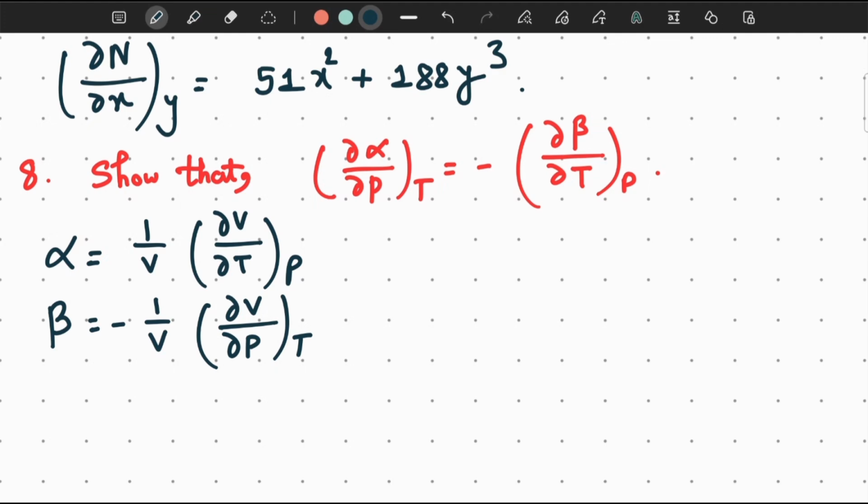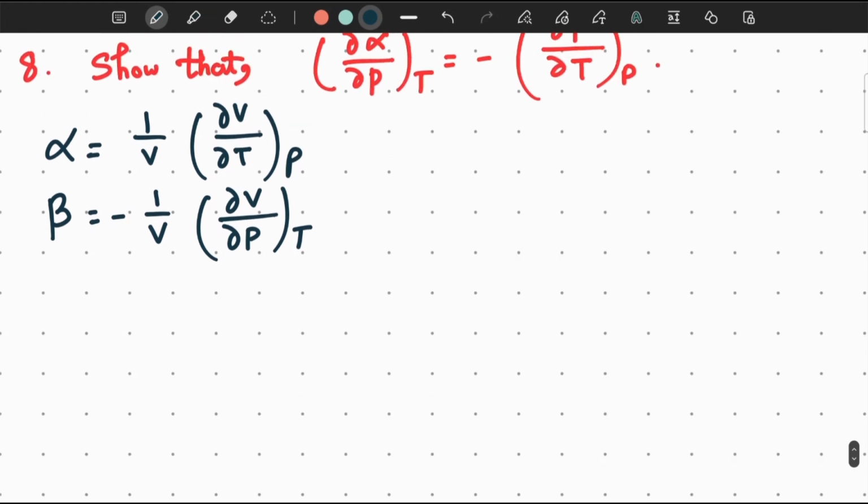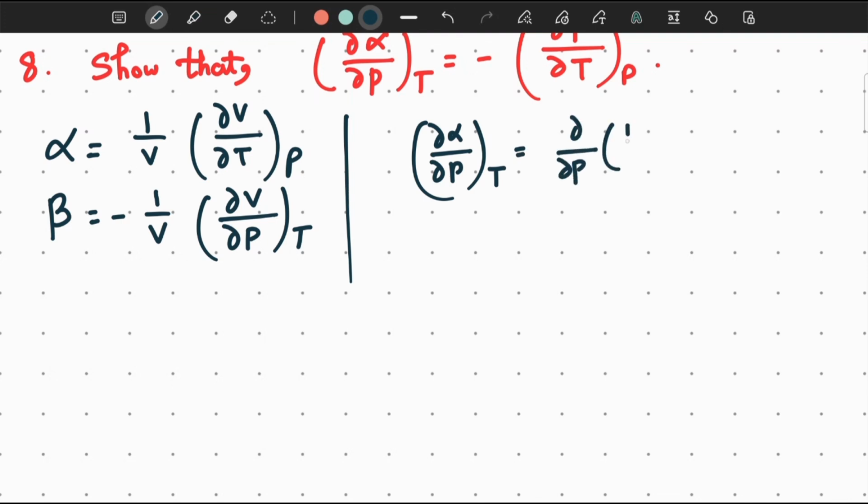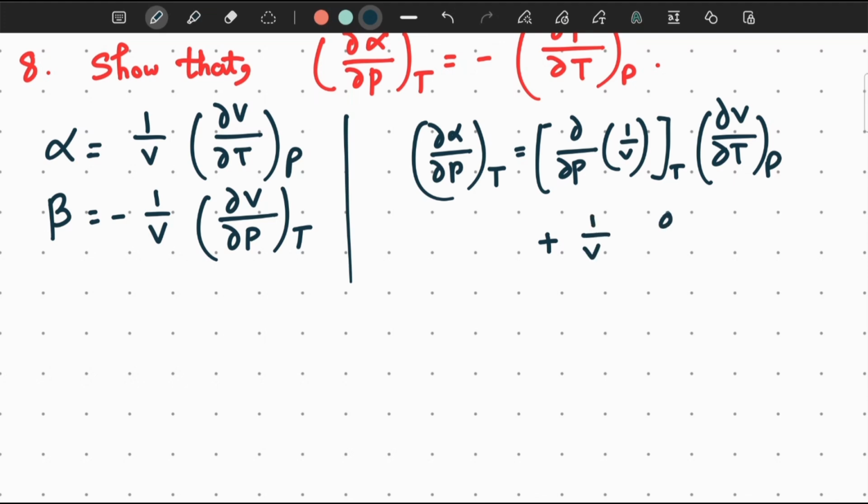Okay, we can do it in this way also, because it is xyi. Let's see what happens. So now we first do del alpha del p at constant t. So it will be del p of 1 by v at constant t. This first part will be considered, and in that case del v del t p will be there, it's constant, and then 1 by v will be there, and it will be d2v del t del p. It's clear.